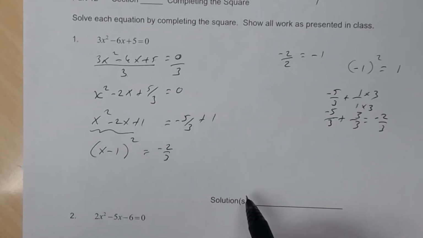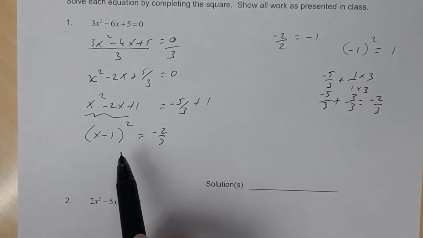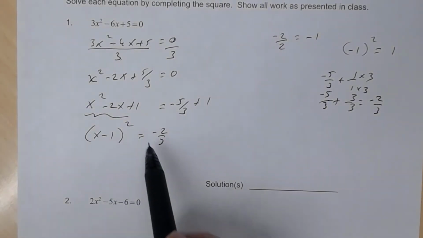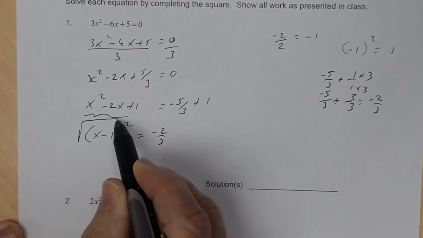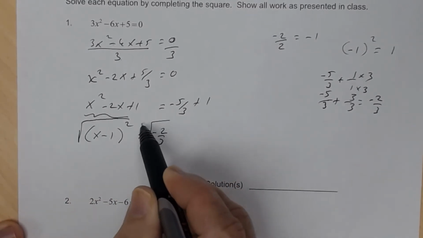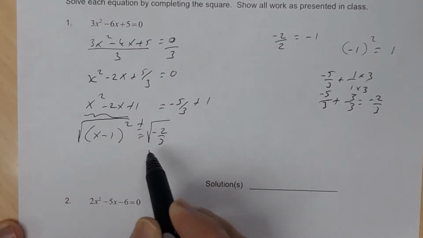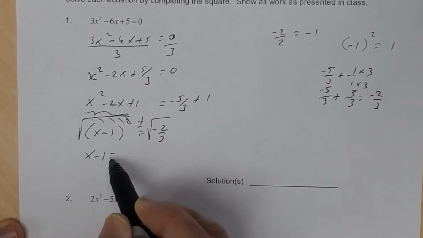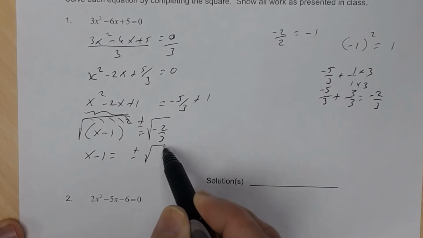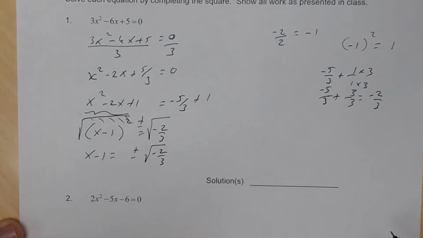All right, now the next step, remember at some point you have to use the square root property. So this is where we're going to use the square root property. When I take the square root of both sides, remember we get plus or minus. The square and the square root undo each other, so you get x minus 1 equals plus or minus the square root of a negative 2/3.